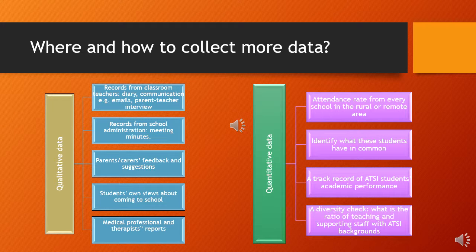In this case, I will be looking into statistics such as attendance rate from every school that is in rural and remote areas to identify what these students have in common. I will also need their school academic records before tapping into the data which tells me how the human resources side of things is going. So I want to know the ratio of teaching and supporting staff with Aboriginal and Torres Strait Islander backgrounds to the non-Indigenous staff.